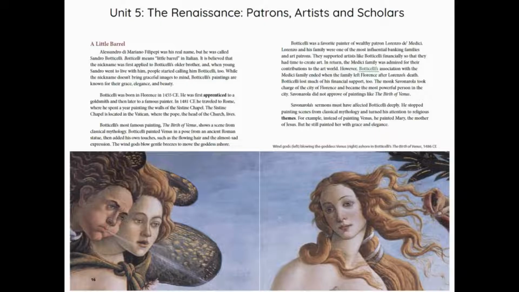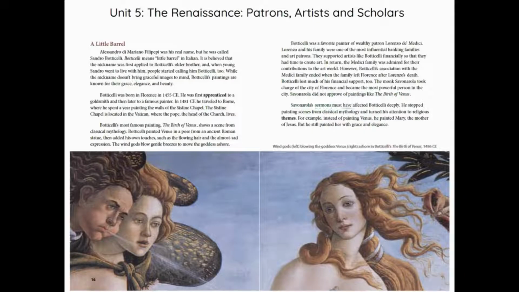However, Botticelli's association with the Medici family ended when the family left Florence after Lorenzo's death. Botticelli lost much of his financial support too. The monk, Savonarola, took charge of the city of Florence and became the most powerful person in the city. Savonarola did not approve of paintings like The Birth of Venus.